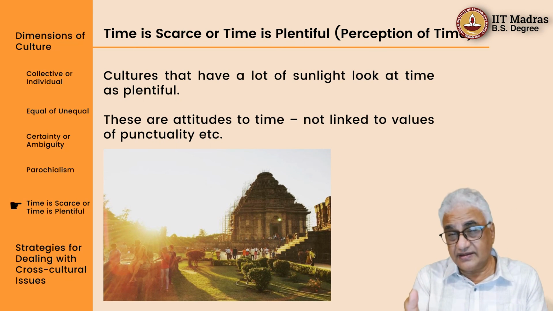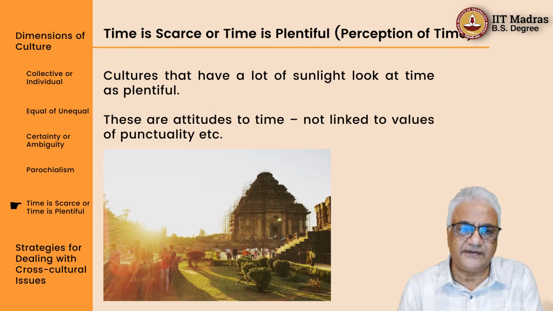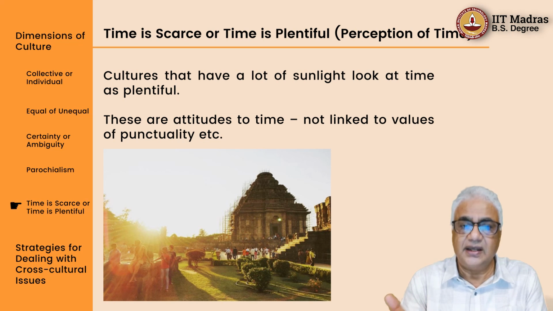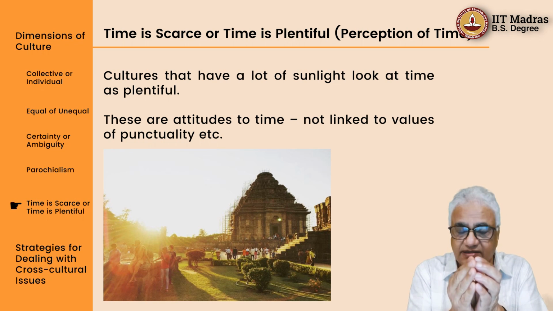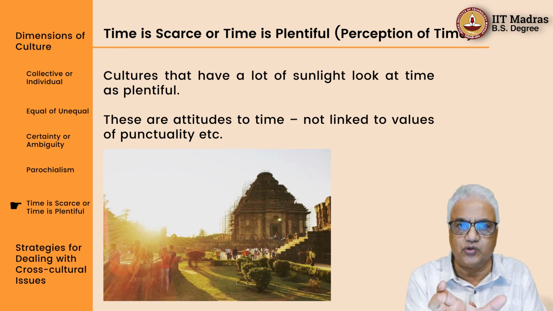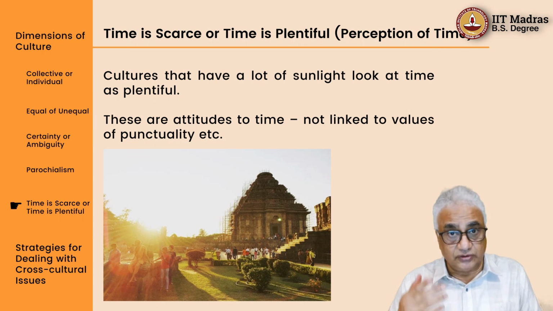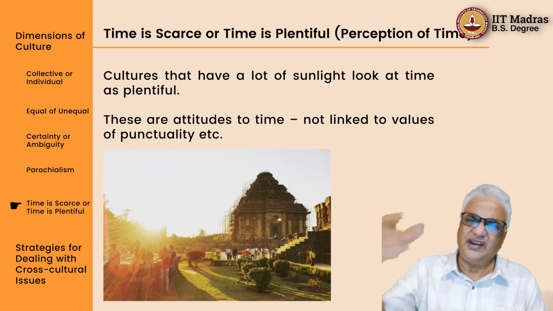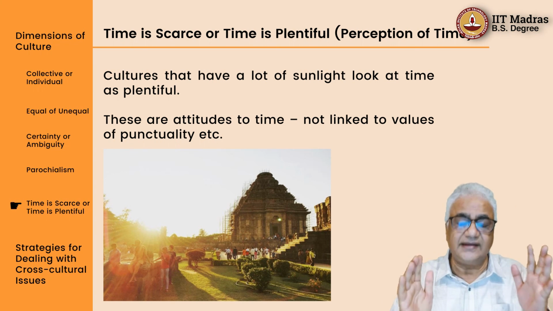And look at this. This is the reason why some cultures look at time as scarce, some cultures look at time as plentiful. Cultures that have a lot of sunlight look at time as plentiful, because there is so much time, right? Now, cultures that have very little sunlight have to finish everything in that 2-3 hours of sunlight. So they look at time as scarce. So don't think this particular dimension has anything to do with punctuality. It's not. Punctuality is a different subject altogether. Here we're talking about how cultures look at time.